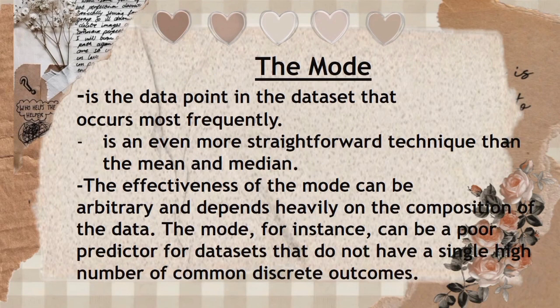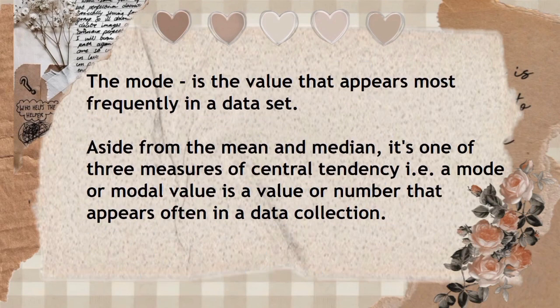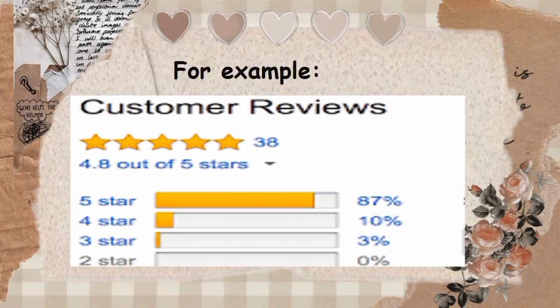For example, a mode or modal value is a value or number that occurs often in a data collection. Let's take a look at these customers' reviews. As you can see, there are 5 stars. So 5 stars occurs most often, then the 4 stars, 3 stars, and the 2 stars. You can directly say 5 stars is now our mode.